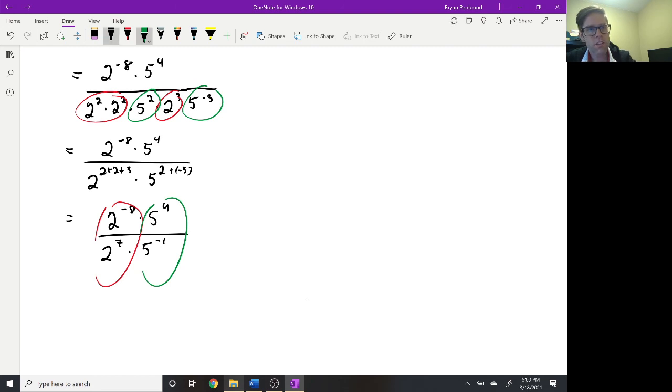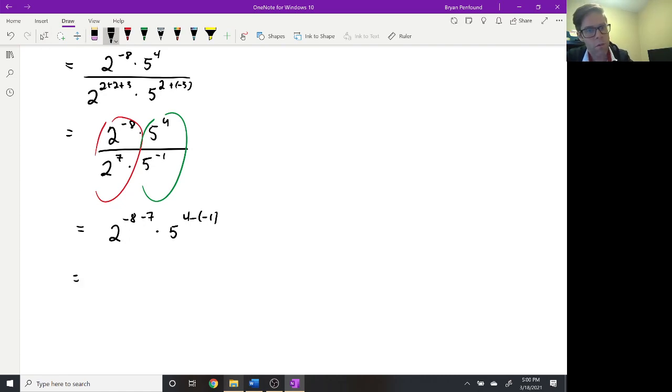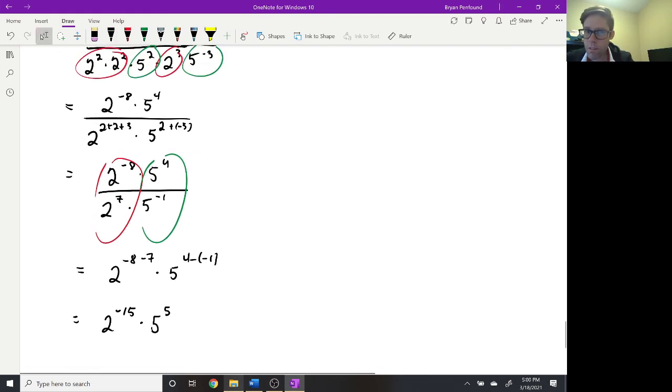Awesome. Pretty much there, and like we were doing in the last example, we're just going to compare now across the division symbol and think about this as a subtraction of powers. So comparing my like bases, we'll get 2 to the negative 8 minus 7, and we're going to get 5 to the 4 minus negative 1. So again, be careful, this is a subtraction of integers. So 4 minus negative 1 here. Negative 8 minus 7 is going to be minus 15. And then 4 take away negative 1 is really like 4 plus 1. So we're going to get 5 to the power of 5. So that's going to be our final answer that we're looking for.